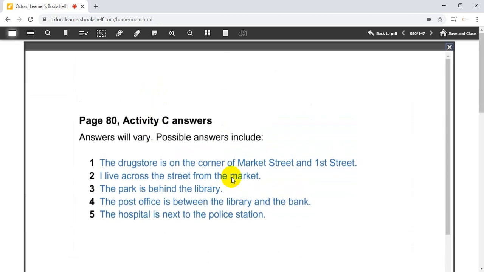So this is the sample. So these are the sample sentences. This drugstore is on the corner of Market Street and First Street. You can also say the Dava Pharmacy is on the corner of Dahlia Street and Sulemania Street. I live across the street from the market. Okay. The park is behind the library. Okay. The post office is between the library and the bank. The hospital is next to the police station. So the hospital is next to the police station.